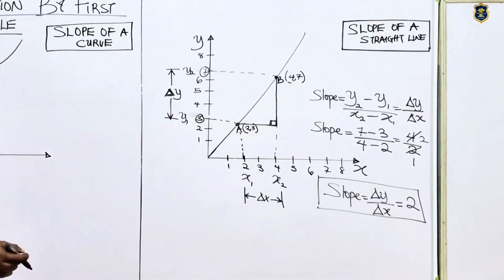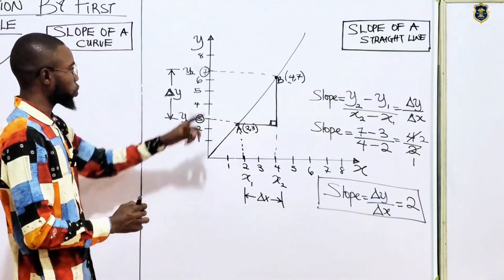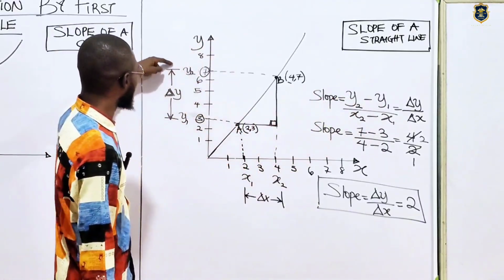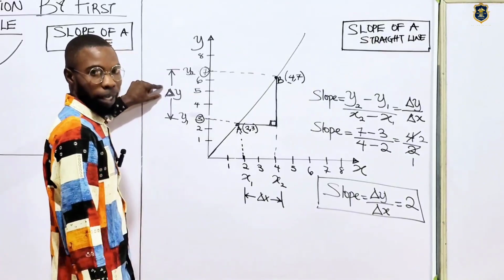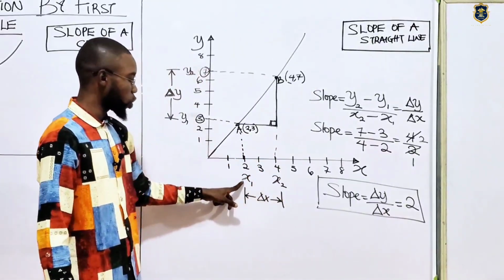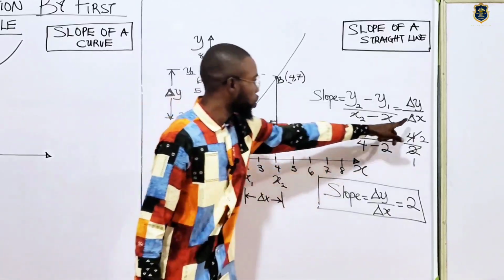This is the slope for this diagram, right? That's the slope. That's how to calculate slope. Slope for a straight line is y2 minus y1, and y2 minus y1 means the change in y. Also for the x-axis, it is x2 minus x1, and x2 minus x1 means the change in x, right?